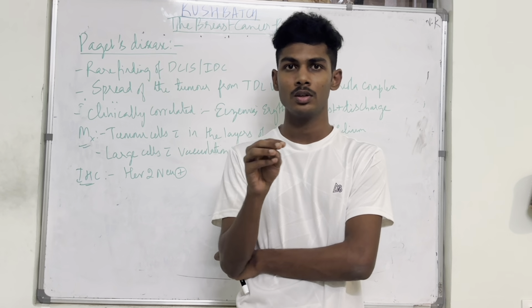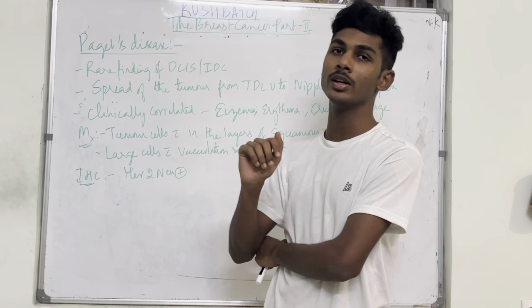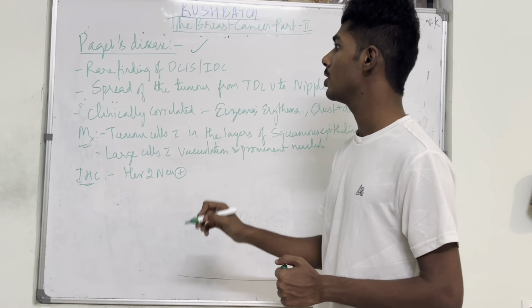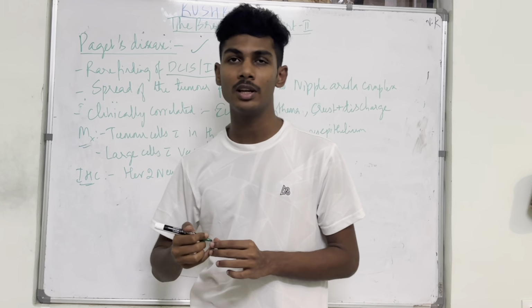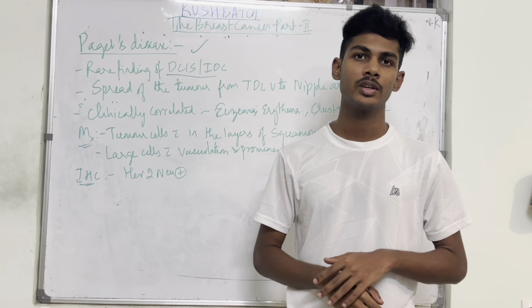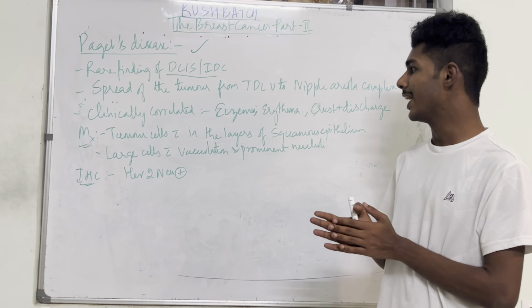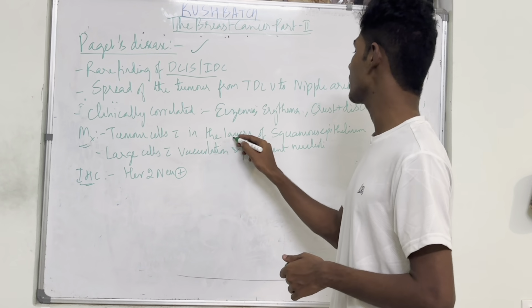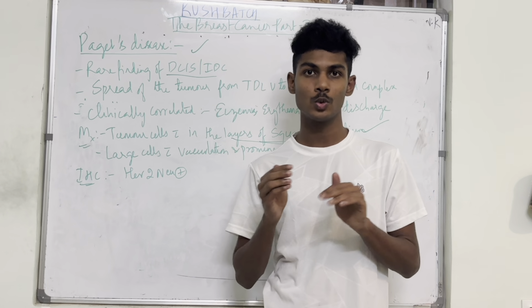Already I have explained. When it comes from the TDLU to the nipple areola complex, then I can call it Paget's disease. You know, right? We have explained it in the first part itself. Now you know it's a rare finding, the spread of the tumor from TDLU to the nipple areola complex. Now I will put the picture. Can you see the picture? What can you see? Can you see the tumor cells within the layers of squamous epithelium? As I have written, I have written everything. So you can see the tumor cells within the layer of squamous epithelium, right?